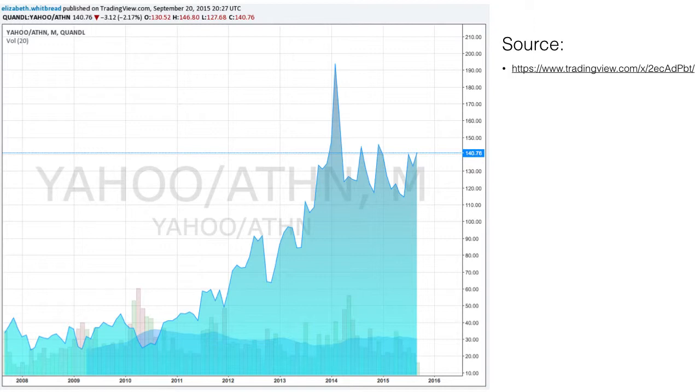And then TradingView allows you to create graphs on trading data, and then you can also add notations and publish them to a public site or a private site.